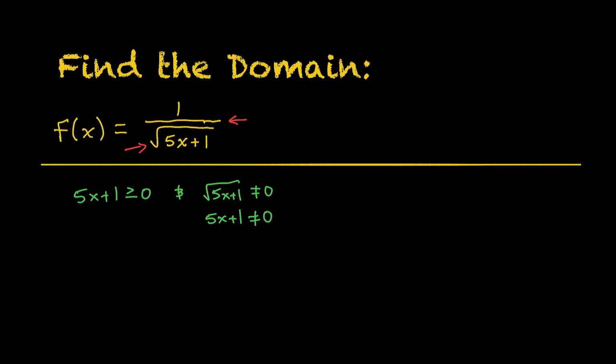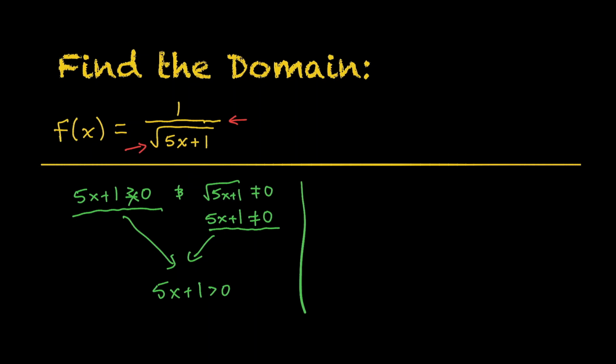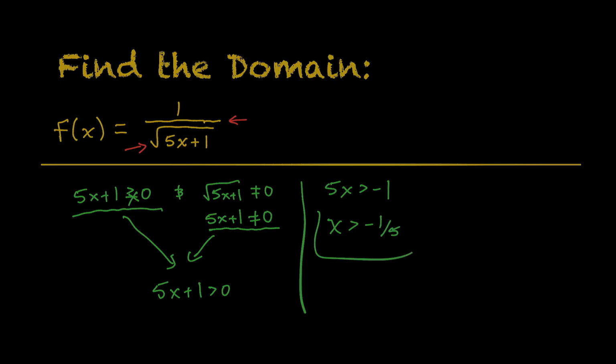And again, it's a combination of these two facts. And if you combine these two facts together, 5x plus 1 is greater than or equal to 0, and 5x plus 1 is not equal to 0, that basically just gets rid of this or equal to. So we have 5x plus 1 is strictly greater than 0. Okay, so we can solve this the same way we did before, just by isolation. 5x is greater than negative 1, or x is greater than negative 1/5.